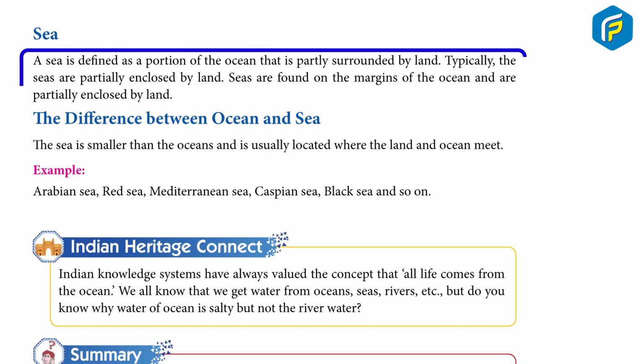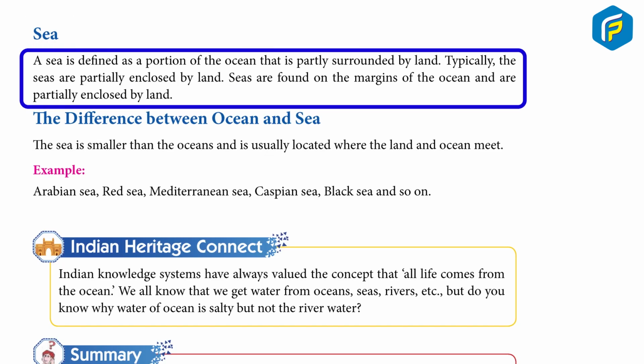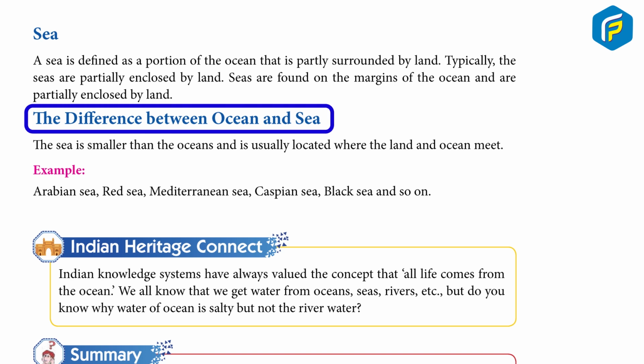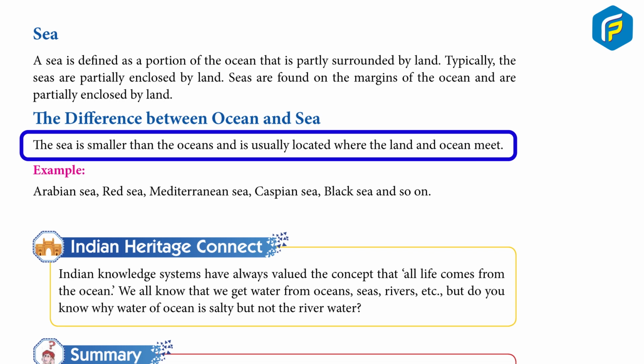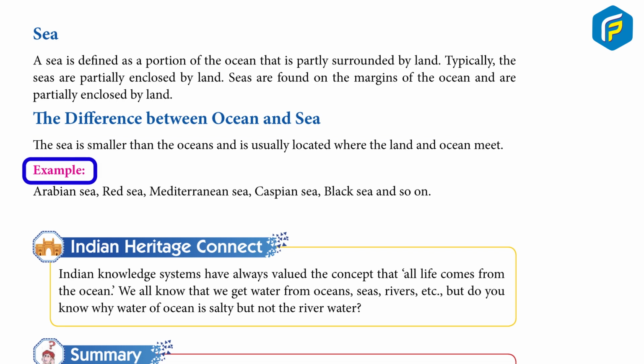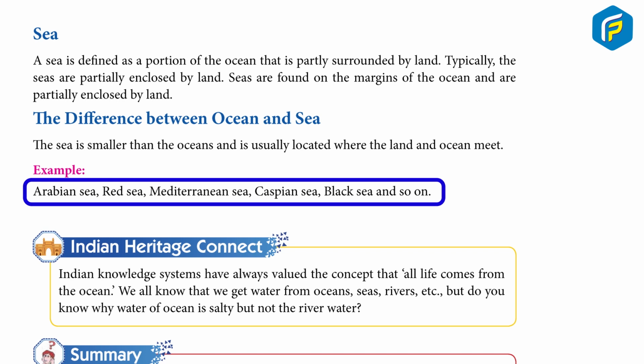Sea. A sea is defined as a portion of the ocean that is partially surrounded by land. Typically, the seas are partially enclosed by land. The difference between ocean and sea. The sea is smaller than the oceans and is usually located where the land and ocean meet. Examples: Arabian Sea, Red Sea, Mediterranean Sea, Caspian Sea, Black Sea and so on.